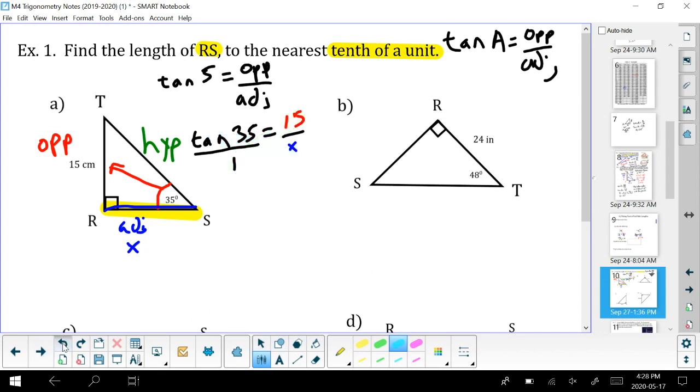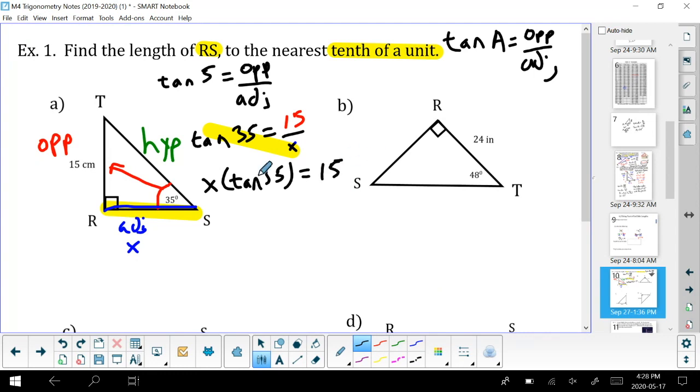Or what we can do instead is, if we want a bit of a shortcut, since we only need to worry about this denominator, we can imagine that we're multiplying both the right-hand side and the left-hand side by x. So all I need to do is multiply those two together, and I get x times the tangent of 35 is equal to 15.